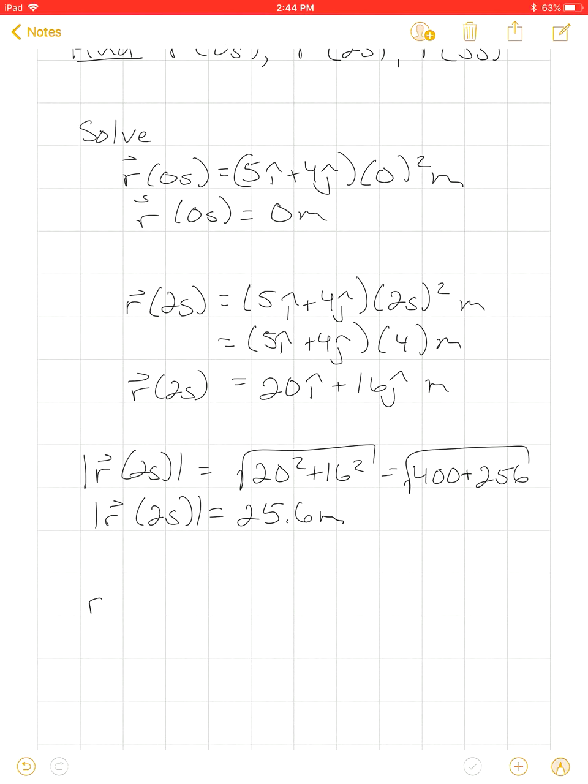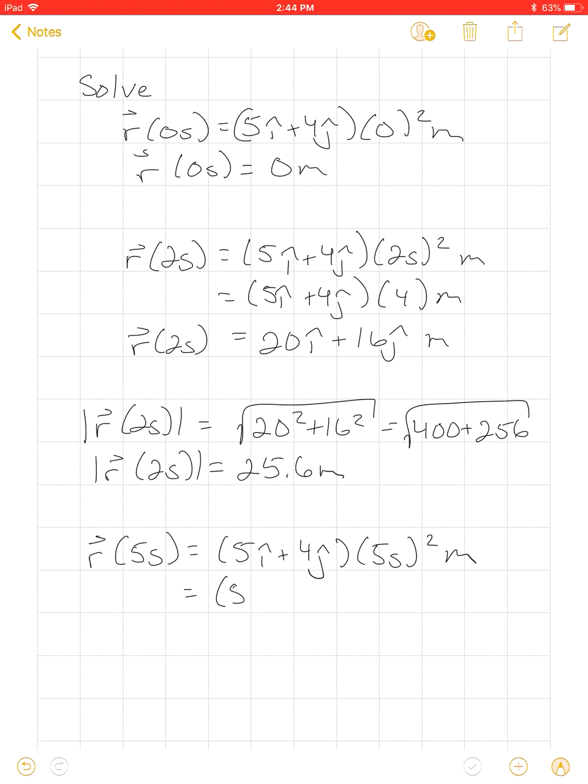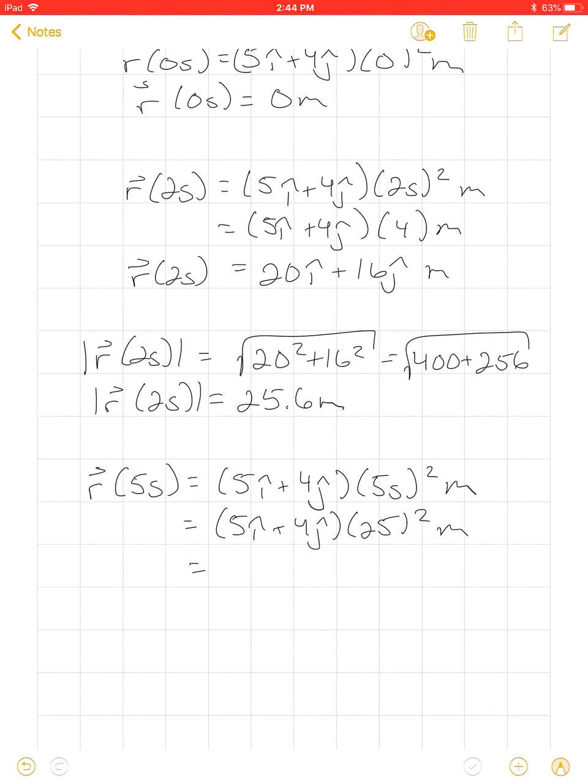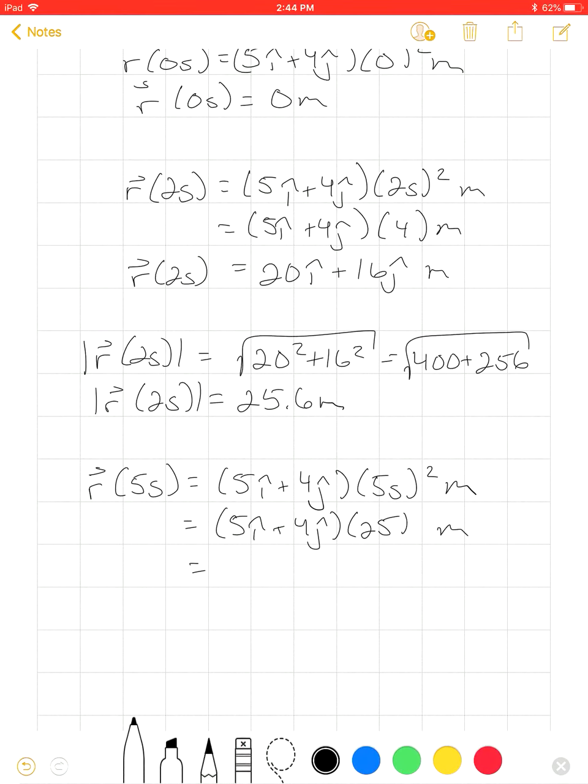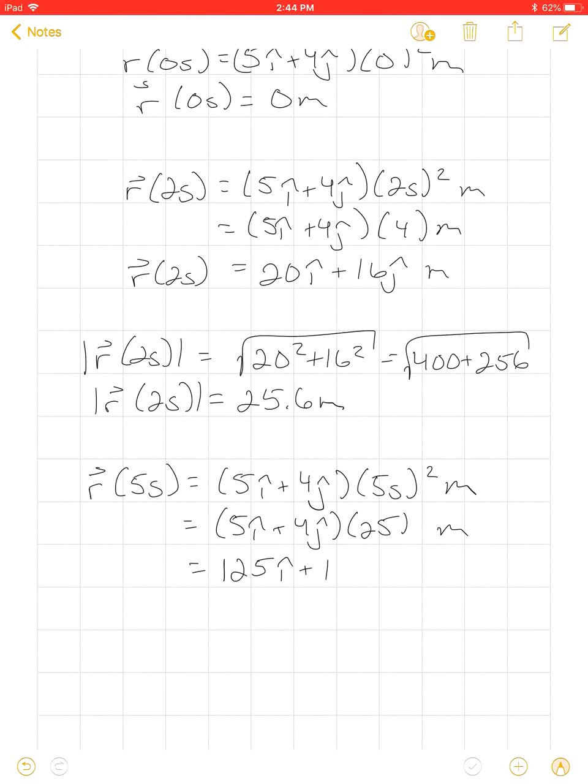So we're going to repeat that process with r at 5 seconds. First of all, we have to figure out what the vector is at 5 seconds. So we've got (5 i hat + 4 j hat) times 5 seconds, quantity squared, in meters. Oops, sorry, not 25 squared, just 25. 5 squared is 25, so we're good. Now we're going to distribute the 25, so we're going to have 125 i hat plus 100 j hat in meters. So that's the component form of the vector.